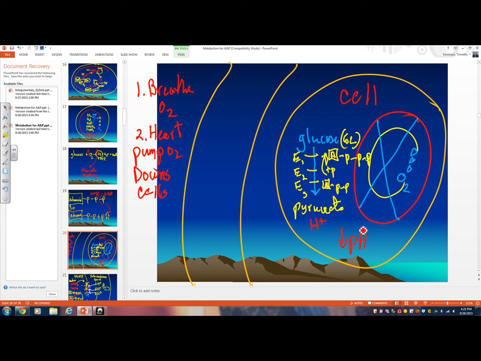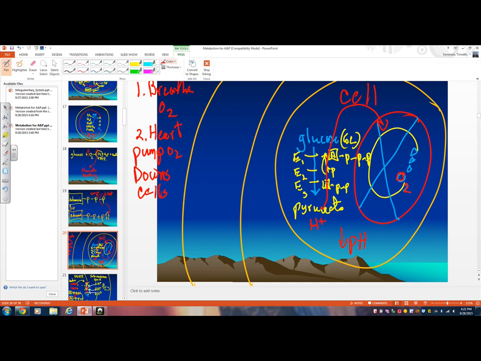So the question is, can pyruvate diffuse into the mitochondria and get Krebs out? The answer is no way. Why? You ain't got no oxygen here because your heart stopped and you stopped breathing. So glucose to pyruvate is going to continue, but if you don't handle this pyruvate, it's going to be over for you in about 30 seconds.